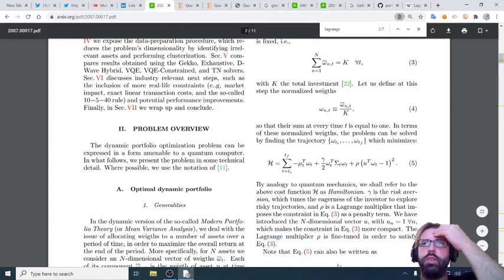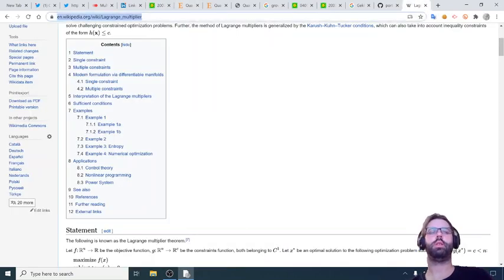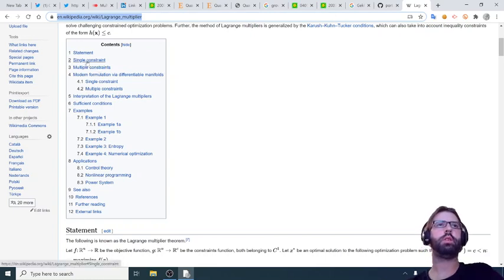That's what we try to limit. So that's this Lagrange thing here. So the Lagrange multiplier, which, so, single constraint examples.